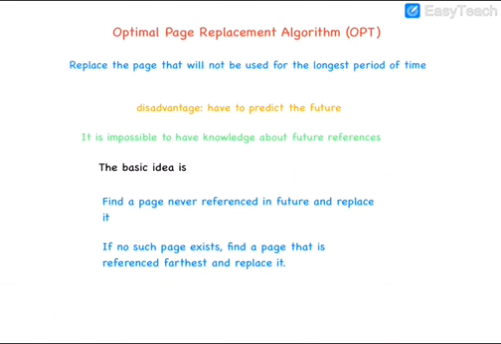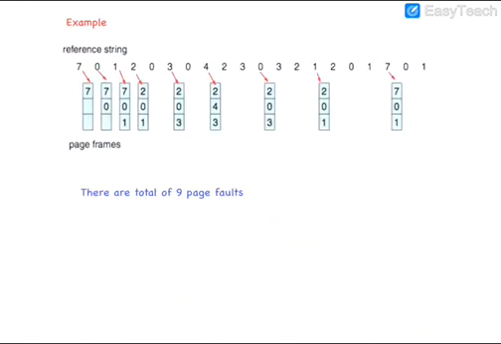As we said, the basic idea is to find a page never referenced in the future and replace it, or else if no such page exists, find a page that is referred farthest and replace it. That is, we have to find a page which will not be referred to in the future at all and replace it. If no such page exists, then find a page that is referred farthest and replace it. So let us see an example here.